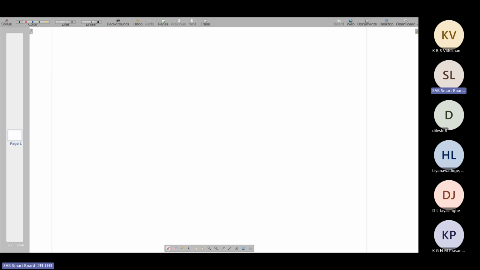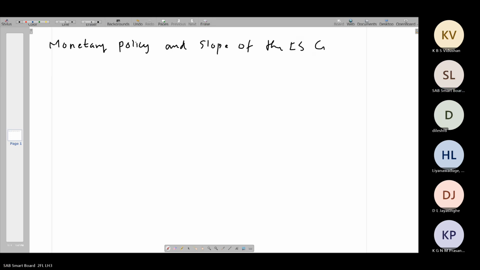First we take the monetary policy and the slope of the IS curve. The slope of the IS curve mainly depends on I1. What is I1? Interest elasticity of investment. We take three situations: I1 low, I1 high, and I1 equal to zero interest elasticity of investment.